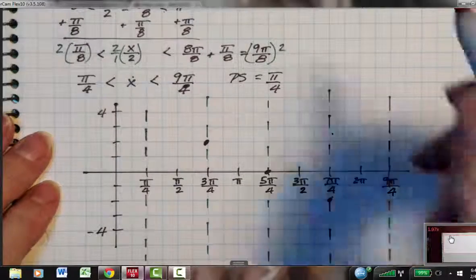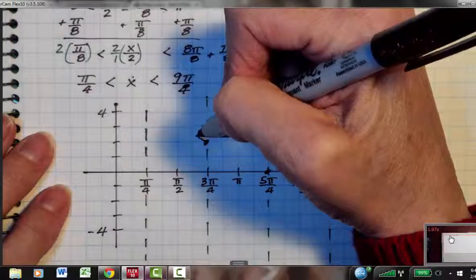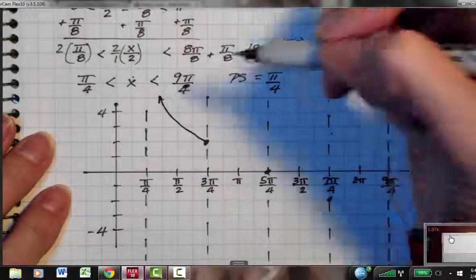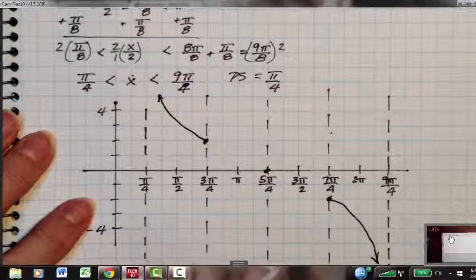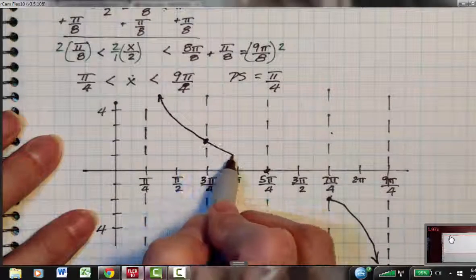And then remember that your graph is going to approach your asymptotes but never cross them. So they're going to be going up here and going down there. And then we have a nice curve in between. It looks like that.